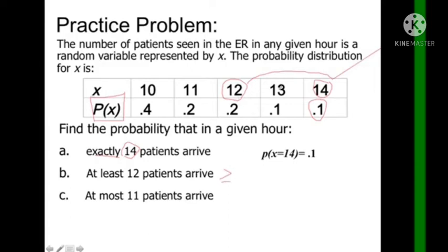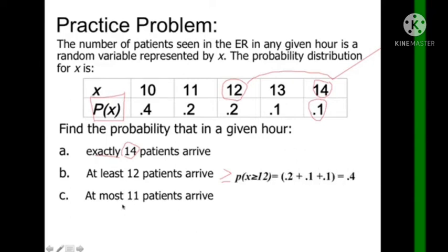Okay? So, ano ngayon yung probability na makukuha niya is 12 and higher. So, at least 12, sabi niya. Okay? So, we have 0.2, 0.1, 0.1. So, the answer is 0.4. So, we will just add.